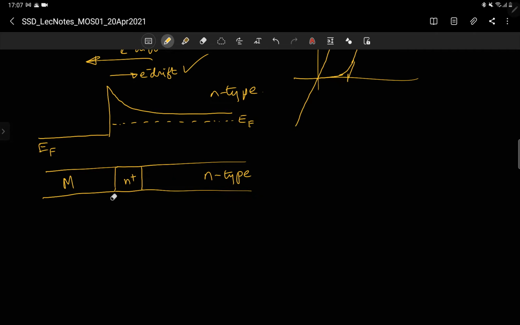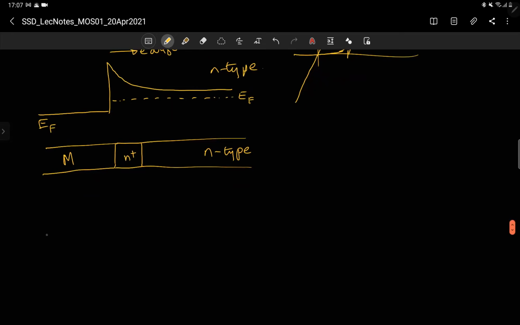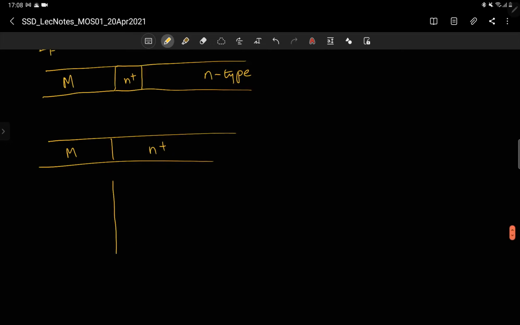So we have to see what kind of movement there is between m and n plus. If the doping is very large, then what can happen is, let us say the m and n plus region, how the band diagram looks. So the band diagram looks like this.